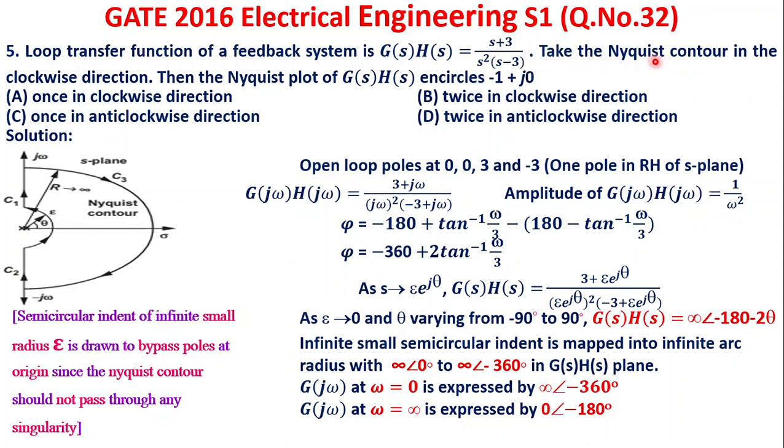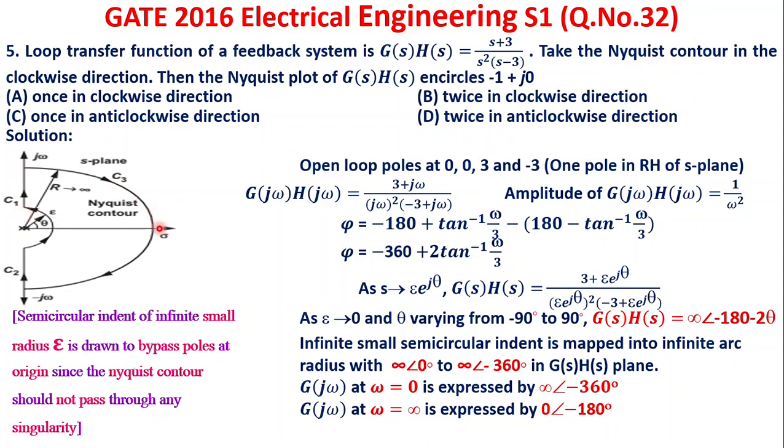Take the Nyquist contour in the clockwise direction. Then the Nyquist plot of G(s)H(s) encircles minus 1 plus j0. They have given 4 options. Anyway, I have shown two ways in which these problems can be solved. One is, we can use the Nyquist stability criterion, or we can use the characteristic equation. You decide which method is easier.